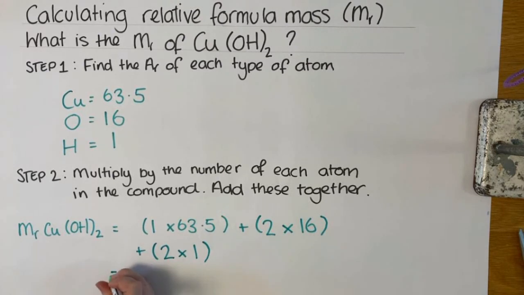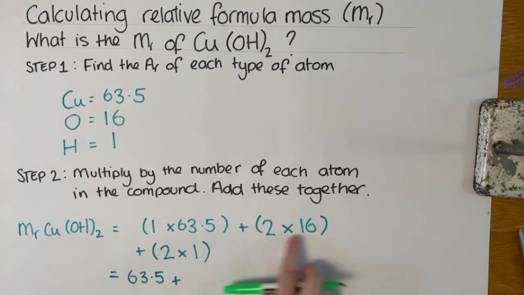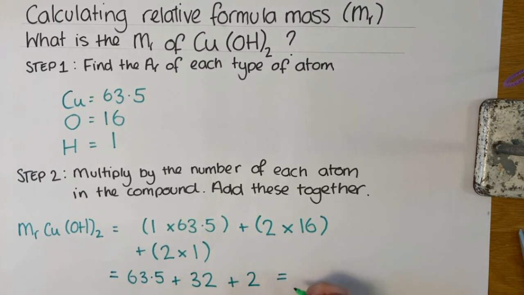Okay, so if I expand out my brackets and write out my working, that means I'm going to add together 63.5 plus 2 times 16, which is 32, plus 2 times 1, which is 2, which gives me a total of 97.5. So the formula mass of copper hydroxide is 97.5.